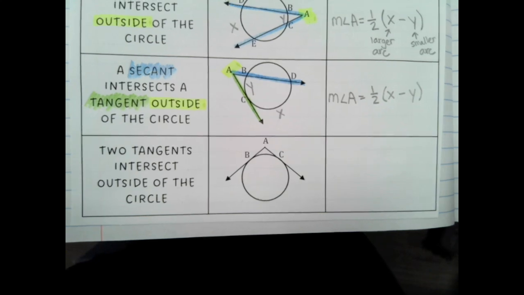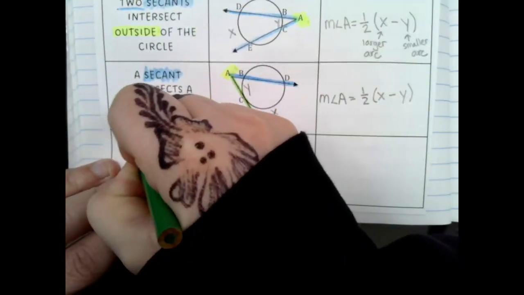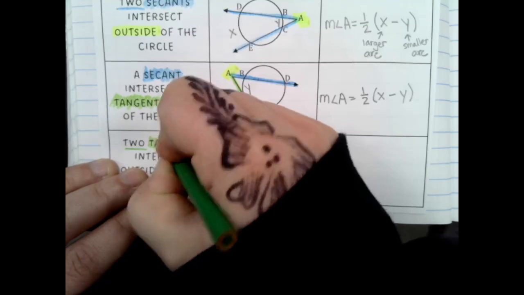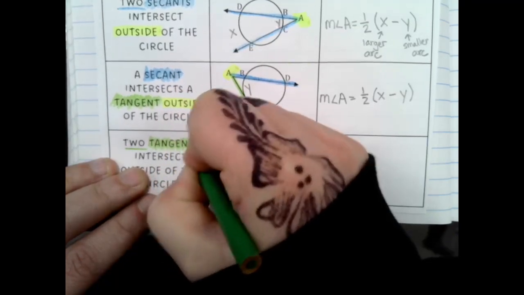All right, last one is 2 tangents. And then we do have one example, so don't close your books. I know y'all are going to. Don't do it.